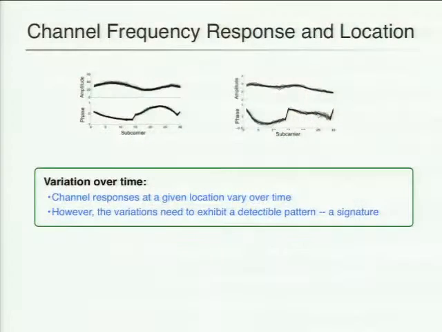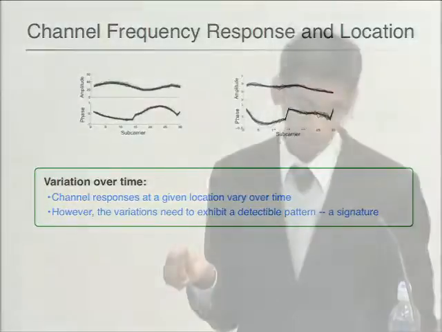So even before we can do that, what is the stability of this signature or of this channel response? Because this might vary over time. This frequency response at a given location may vary over time. But what we really need is to find a detectable pattern from which we can extract a location signature.